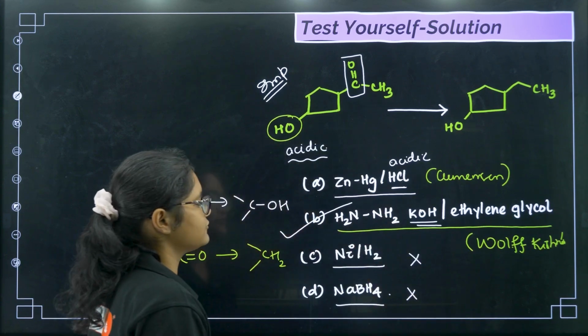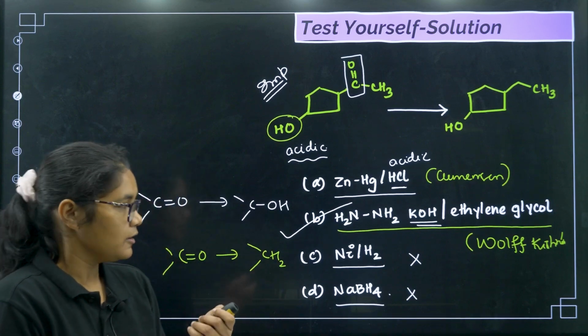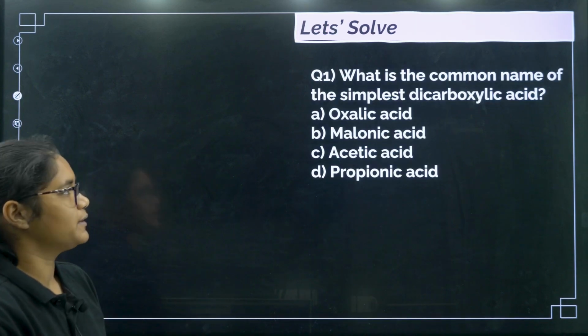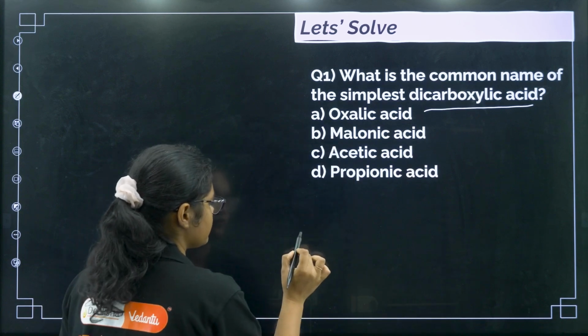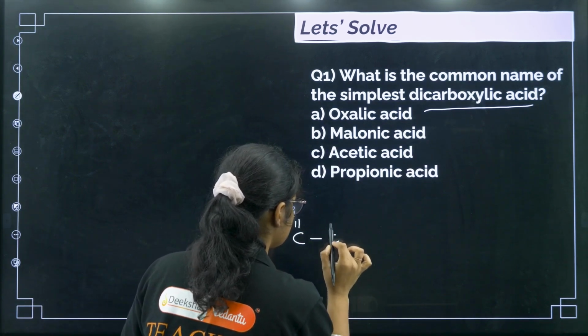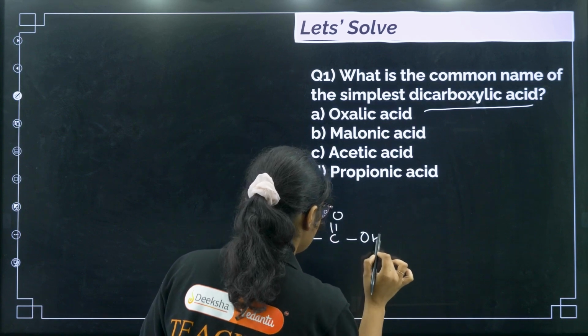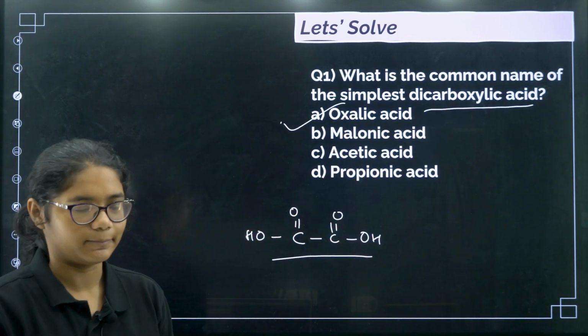So the correct answer for this question will be option number B. Okay, fine. Now let us move towards the next question. What is the common name of the simplest dicarboxylic acid? If you remember, we have just discussed this. This is your oxalic acid. Correct answer is option number A.